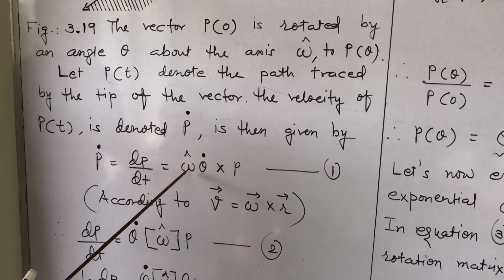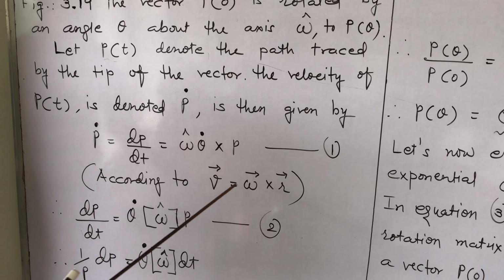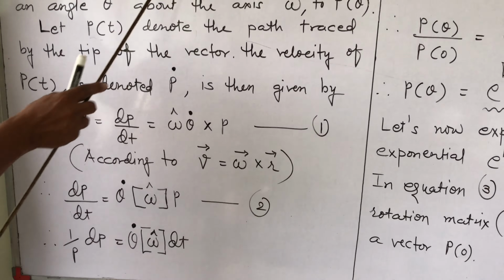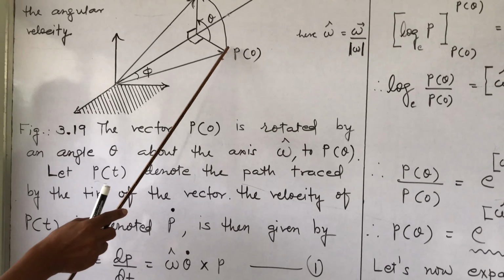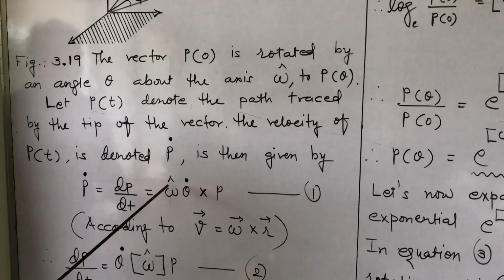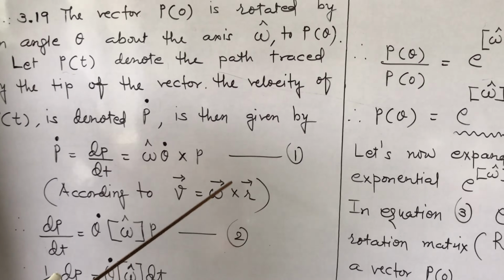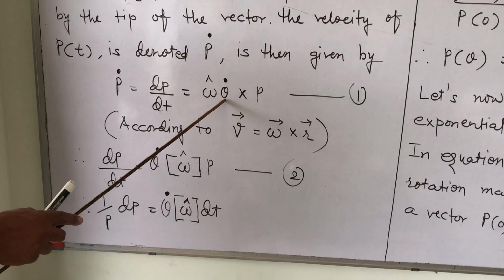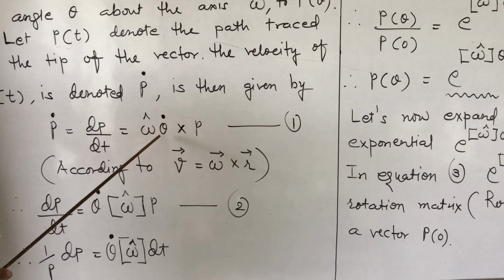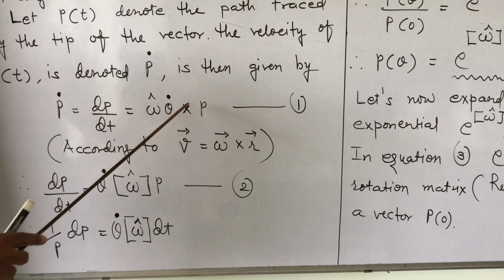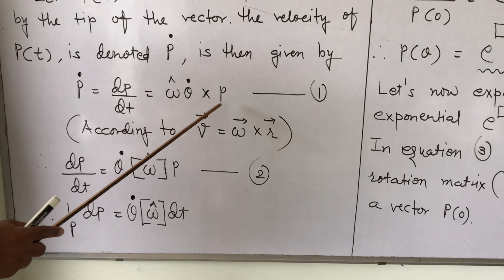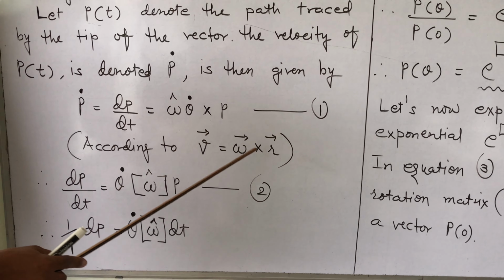is equal to omega cross r. Velocity v is given by omega cross r, where r is the position vector. So dp by dt gives the velocity of the tip point, according to omega cross r. Omega is angular velocity, but here omega cap is the direction, and d theta by dt gives the magnitude of angular velocity. So this cross p, where this as a whole is omega and this is the position vector.